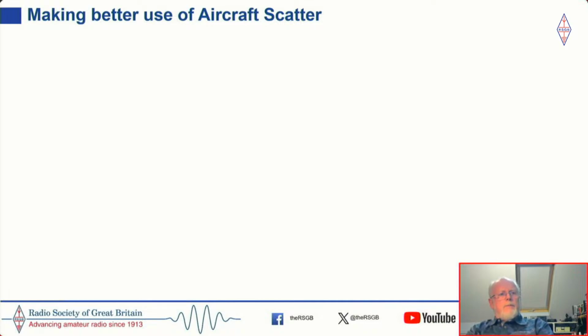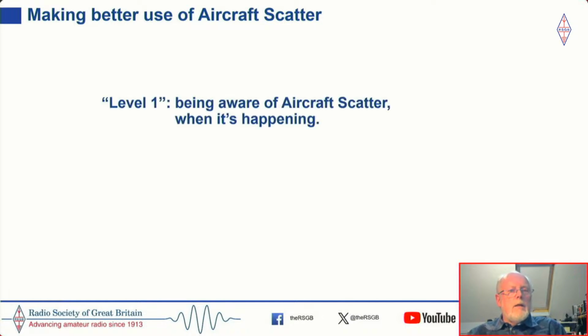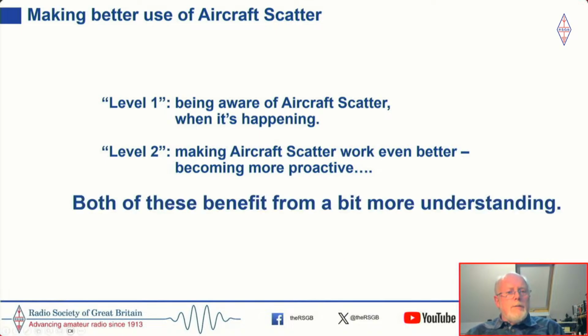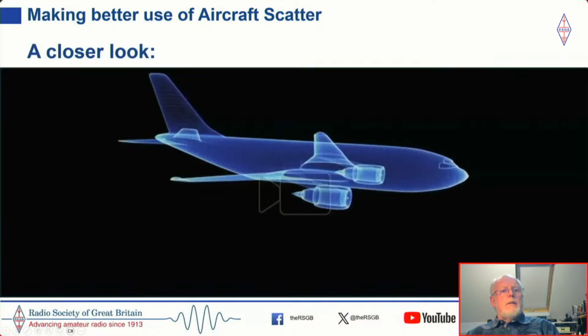So, right, I think that's the introduction to how aircraft scatter came about, and now I'm going to move on to talk about making better use of the mode, and I'm going to divide it into two levels, as I've already said. Level one is the consumer level, being aware of aircraft scatter when it's happening. Level two is becoming more proactive, making things happen. And both of these are going to benefit if you have a bit more understanding about how aircraft scatter works.